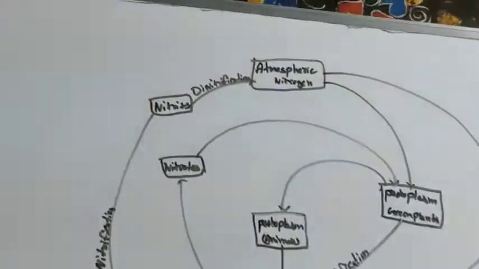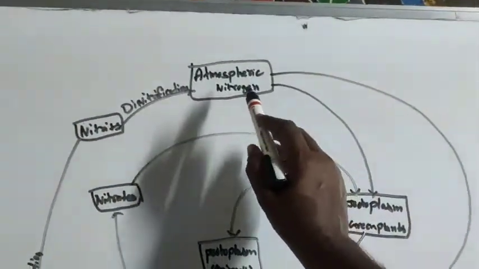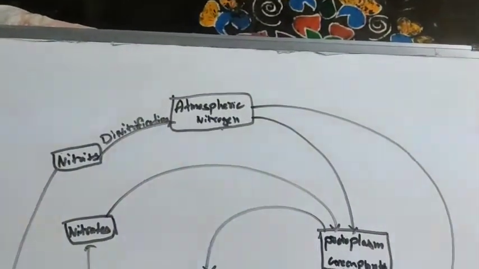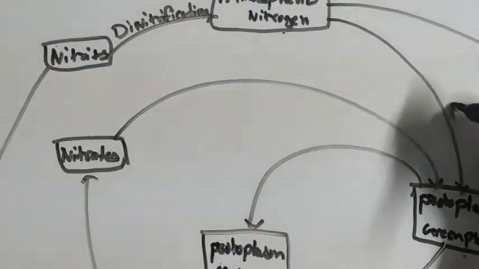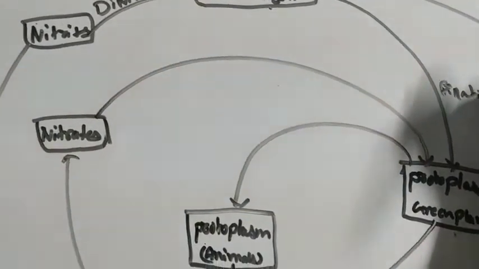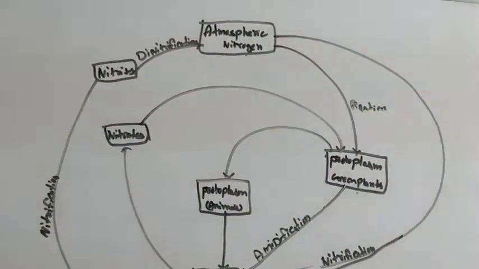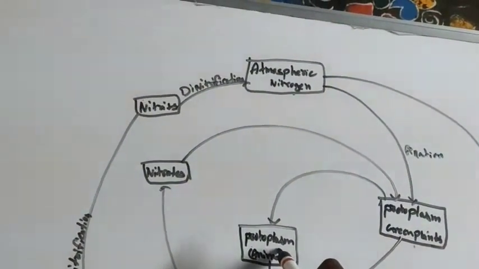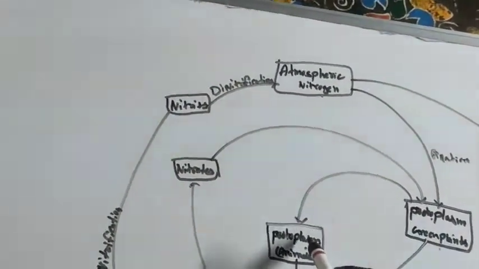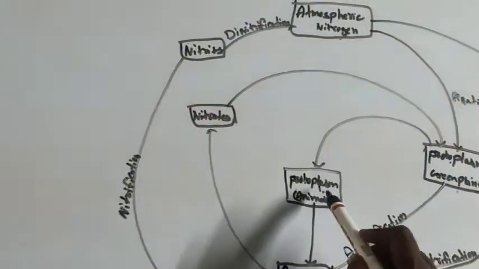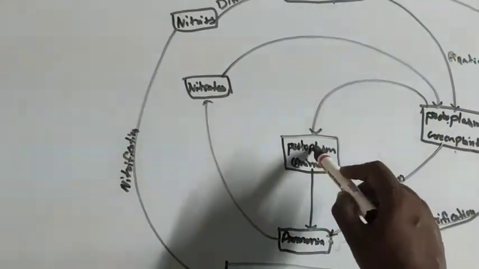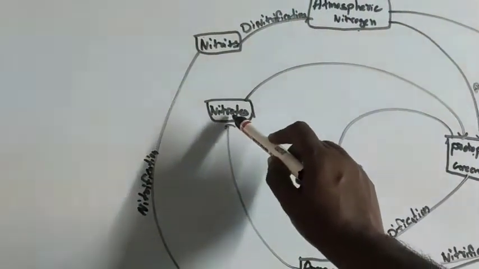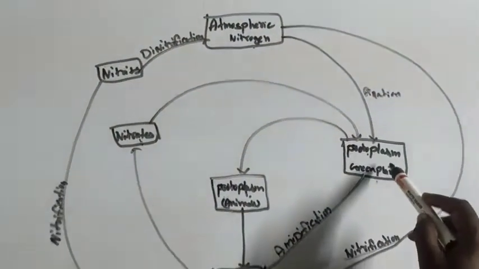Once again I am repeating. The gaseous nitrogen present in the atmosphere is fixed into the green plants by the process called nitrogen fixation. The animals feeding on the green plants utilize that nitrogen, and they give excretory products like ammonia, and these excretory products will contain nitrates. Nitrates again will be fixed in the soil.